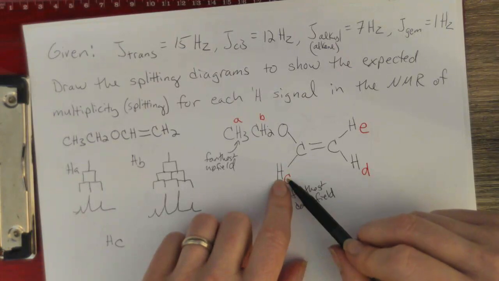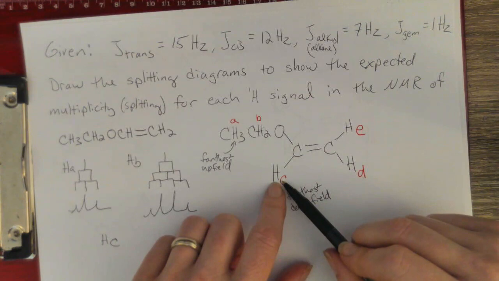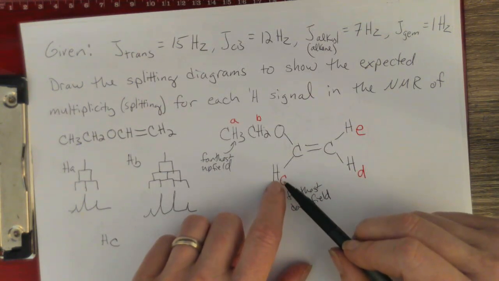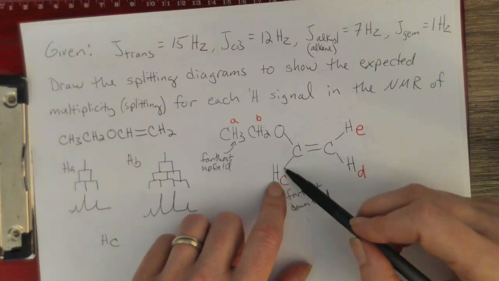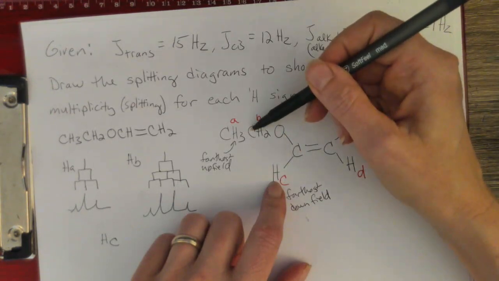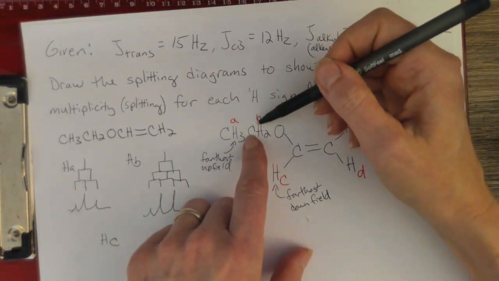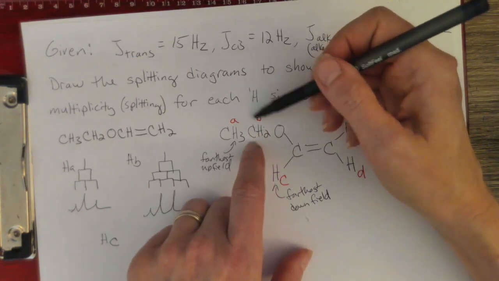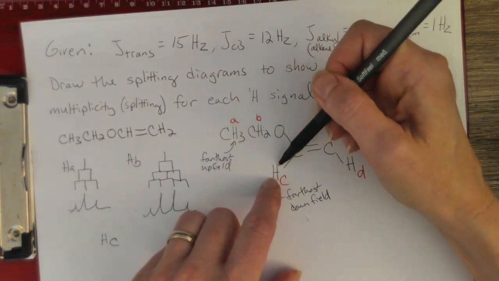So what can split this proton? A proton can be split by nonequivalent protons 2 or 3 bonds away from it. So this is bond number 1, this is bond number 2, and then the oxygen to carbon bond is bond number 3. So there were no protons there, right? Because if you went to these, that would be the 4th bond. So these protons don't split this. Similarly, these protons don't split this.